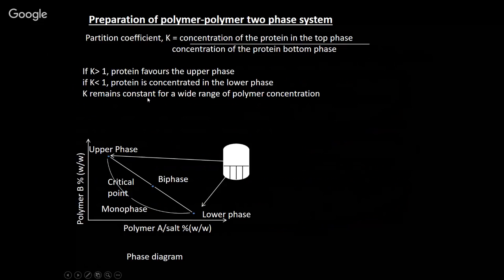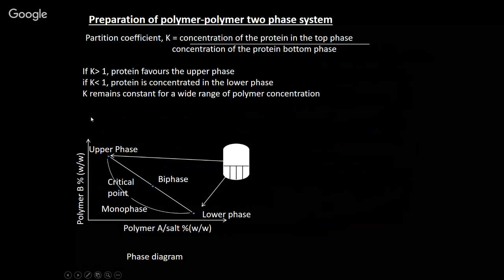Okay, so the partition coefficient K is defined as the concentration of the protein in the top phase, that is the light phase, over the concentration of the protein in the bottom phase, that is called the heavy phase. If K is large, of course, the numerator is large, so the protein tries to go more into the upper phase. If K is less than 1, then the protein tries to go more into the lower phase. K remains constant for a wide range of polymer concentration.